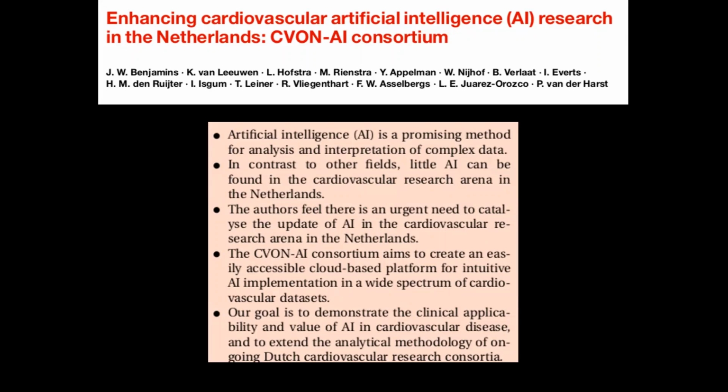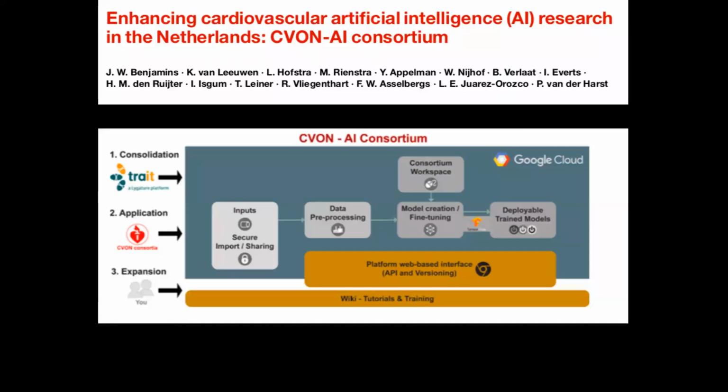Now, the Dutch are always ahead of the game. They have now set up a cardiovascular artificial intelligence network consortium. They did that because they understand that artificial intelligence is a good method for analyzing and interpreting complex data. In contrast to other fields, little AI, as I said at the beginning of the talk, has been found in cardiovascular research. And they feel there's an urgent need to catalyze the uptake of artificial intelligence. So they have started this consortium where they will input and secure all the data, store it securely, handle data processing, and then they will be using artificial intelligence algorithms.